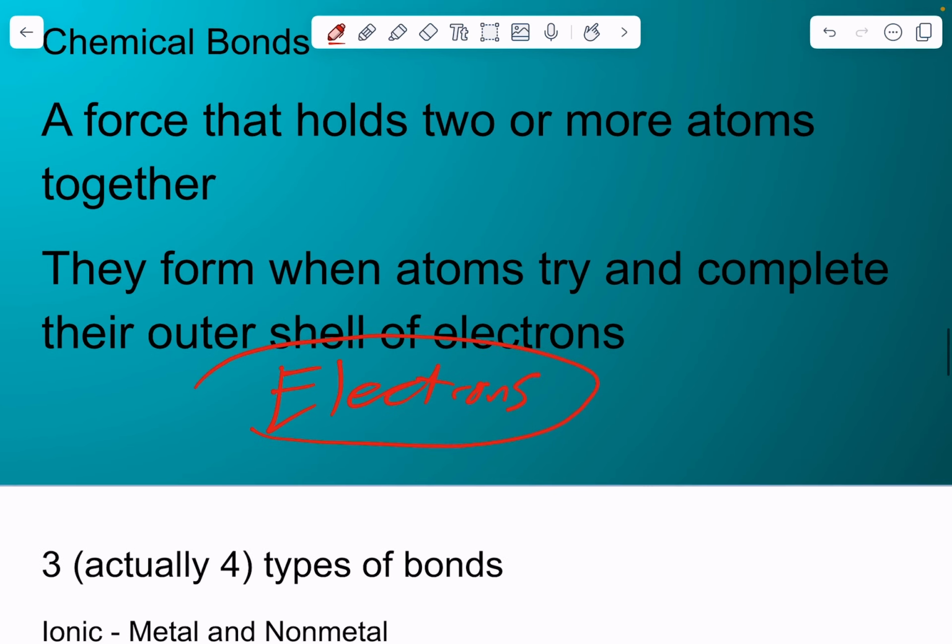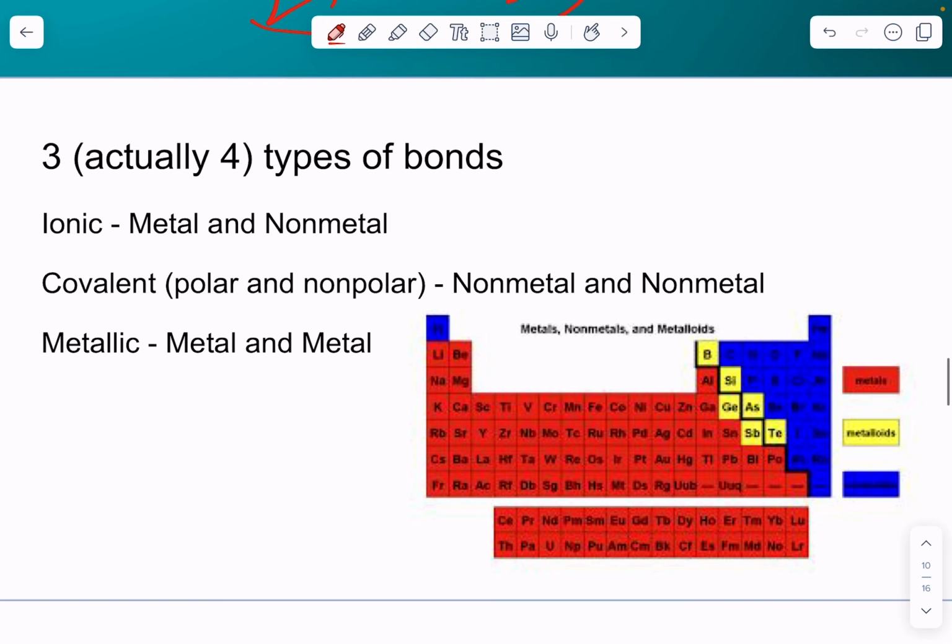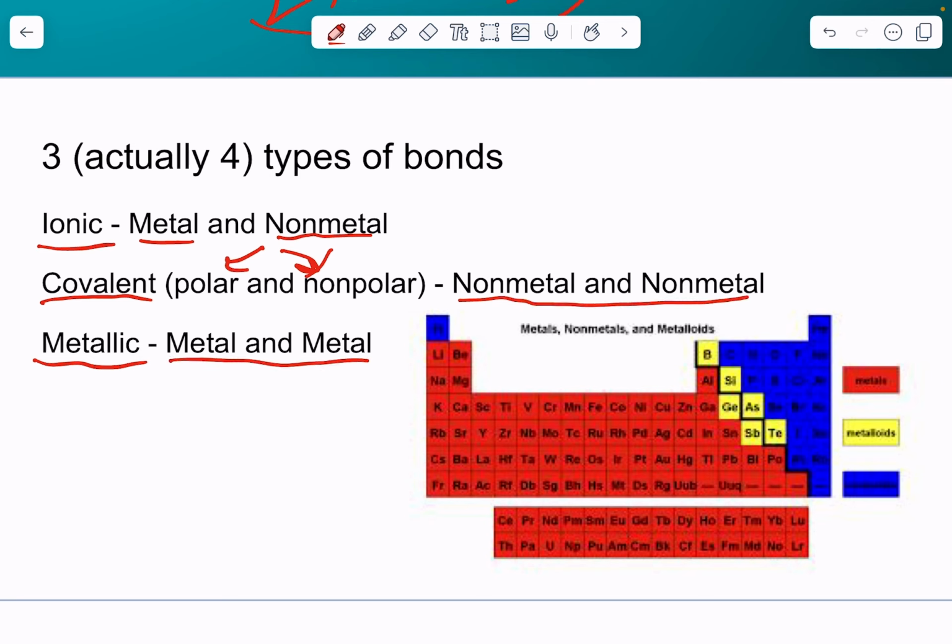There are three types of bonds, and one of those bonds is broken up into two types. We've got ionic bonds, covalent bonds, and metallic bonds. And covalent bonds are broken up into two different types called polar and nonpolar. Another important thing to understand is that ionic bonds are the combination between a metal and a nonmetal. Covalent bonds are between nonmetals only, and metallic bonds are between metals only.